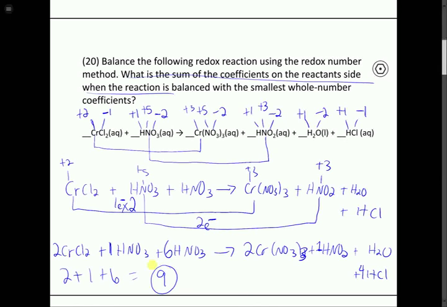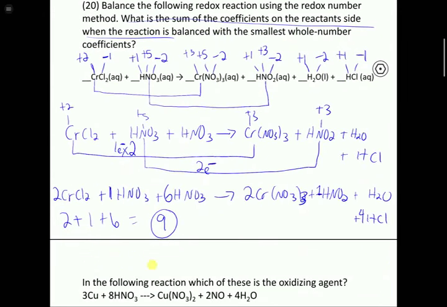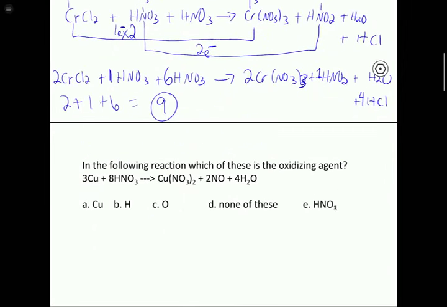And we only need 1 water because we only have 1 nitric acid that's losing an oxygen, and that balances out the hydrogen and oxygen just by having 1 water there. Alright, so that's that one. Sorry for the small error, but that's how we do it, and hopefully you can see that better than we did in the review video.